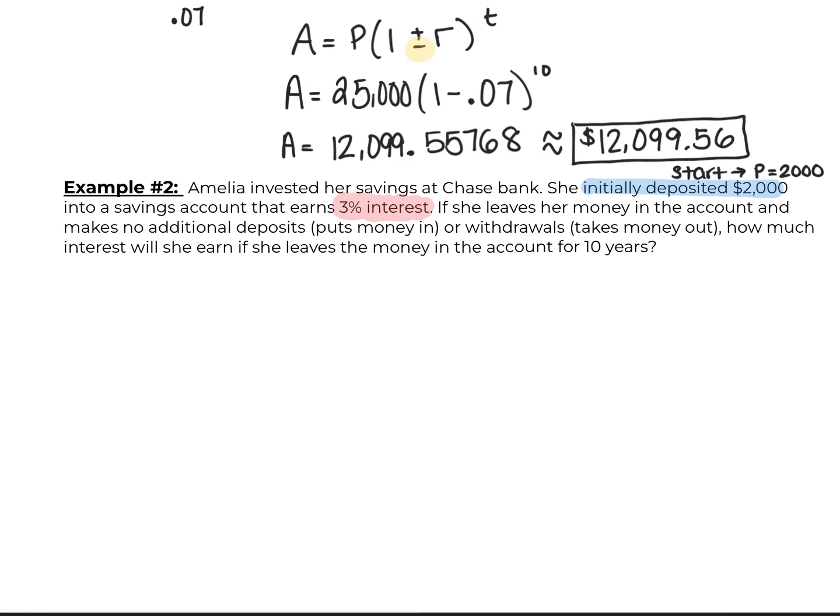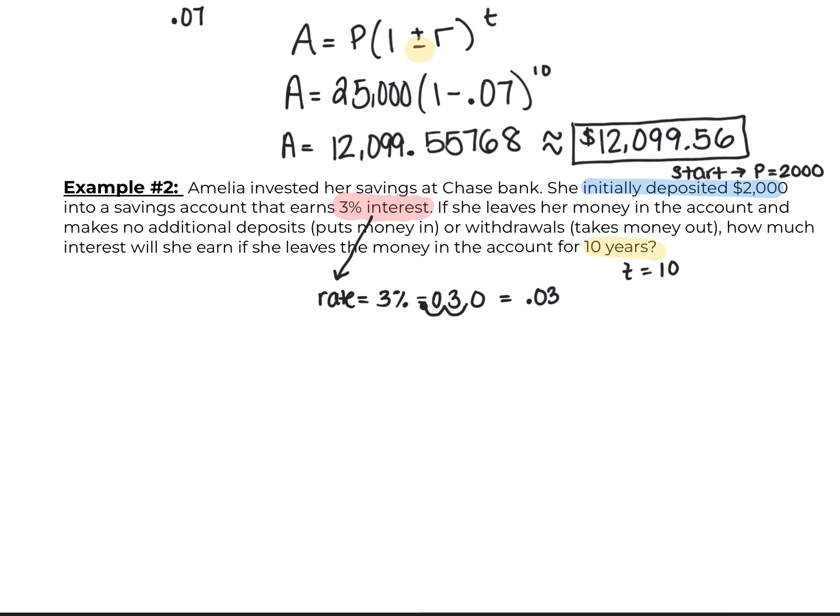So let's actually go ahead and write that. So my rate is 3%, which we can write as 3.0. We've got to move the decimal 2 places to the left and fill in a placeholder. So 0.03 would be my rate. So it also then says she leaves her money in the account and makes no additional deposits, puts money in, or withdrawals, takes money out. How much interest will she earn if she leaves the money in the account for 10 years? So same scenario, 10 is my time in years. So we're going to put T equals 10.